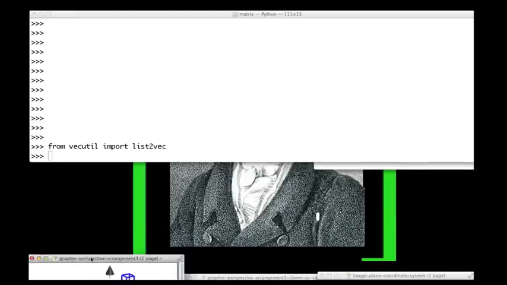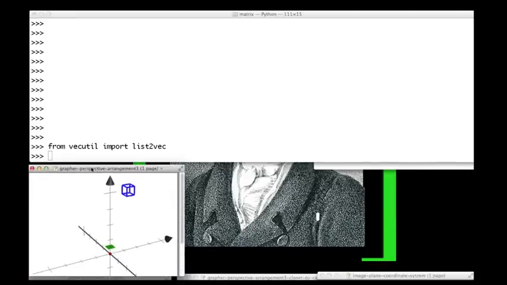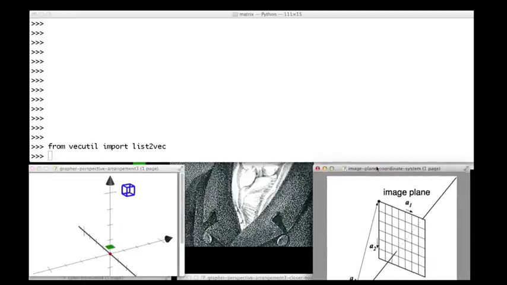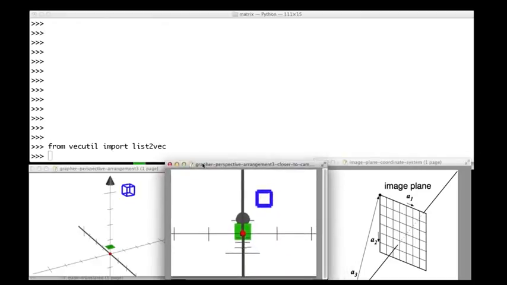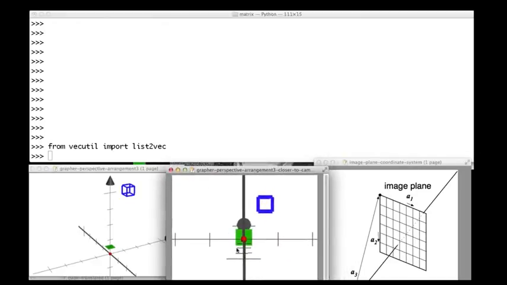Once again, here's the camera arrangement. The first thing we're going to do is construct the camera basis. Here's a diagram showing the vectors of the camera basis. The image sensor array is 1 by 1. Here's a view with the z-axis going straight into the screen.